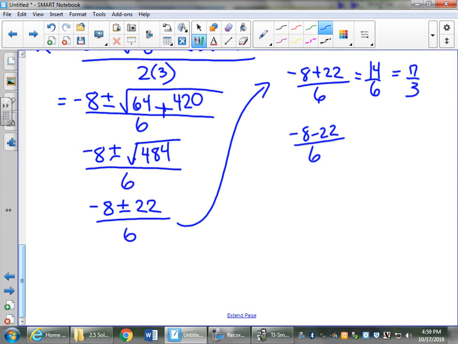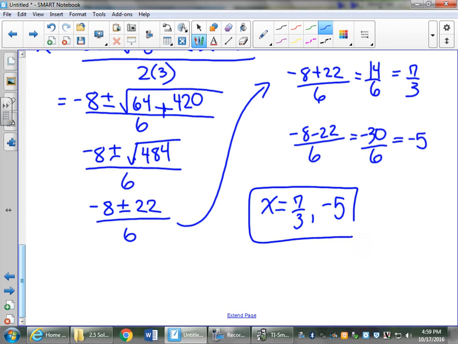And the second one, -8 minus 22, is -30 over 6, which is -5. So my two solutions are 7/3 and -5. Okay, that's two real solutions. So the first example, we got two imaginary. This time we got two real.